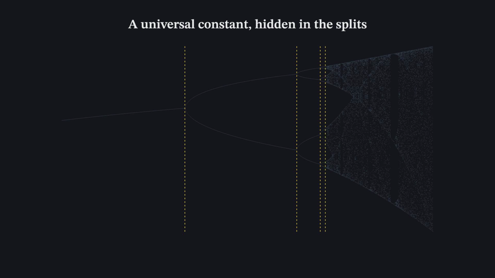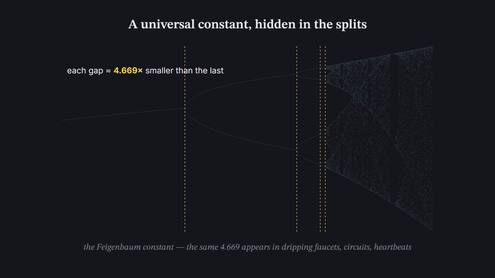It shows up not just here, but in dripping faucets, in electronic circuits, in heartbeat rhythms, in completely unrelated systems that double their way into chaos. Deep down, they all fall apart in exactly the same way. Even chaos, it turns out, has universal rules.